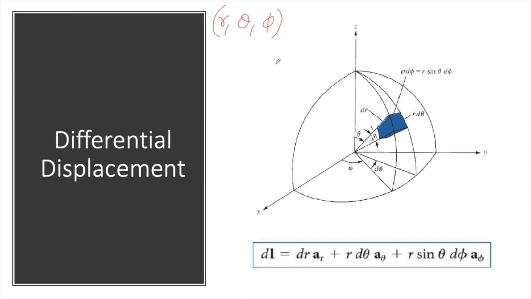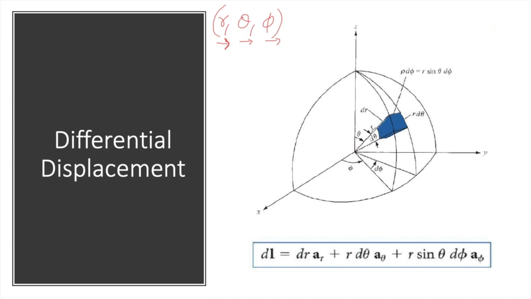The volume that we are going to make in this spherical coordinate system is by moving distance dr, by moving theta by d theta, and phi by d phi. That is the increment that we are doing in the coordinate variables, and that will lead us to a volume in the spherical coordinate system. The blue shaded region is basically the volume that is made if we change r by dr, theta by d theta, and phi by d phi.